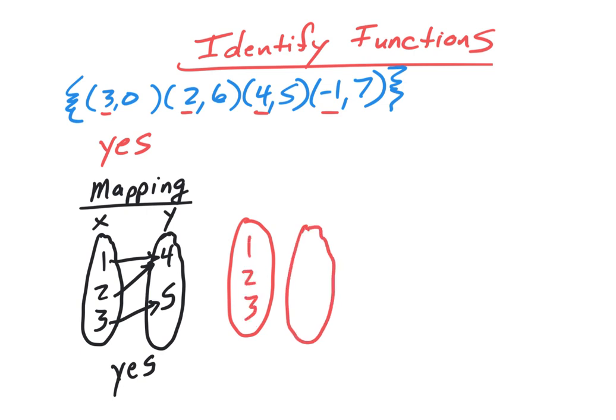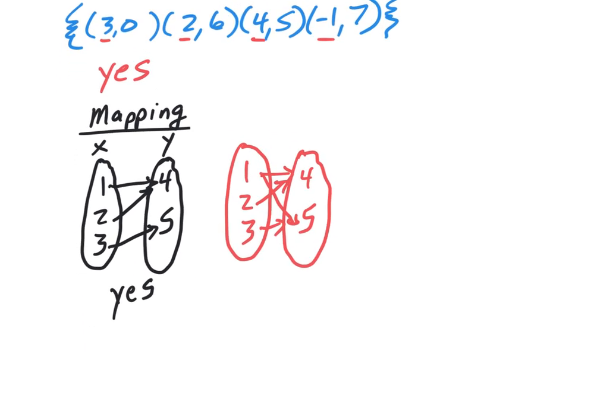Let's say I gave you the same numbers. If I wrote out my ordered pairs here, 1 would go to 4, but 1 also goes to 5. So 1 goes to both 4 and 5. And you could write out (2, 4) and (3, 5) as well, but because the 1 repeats, that's what's going to make this a no. This is not a function.